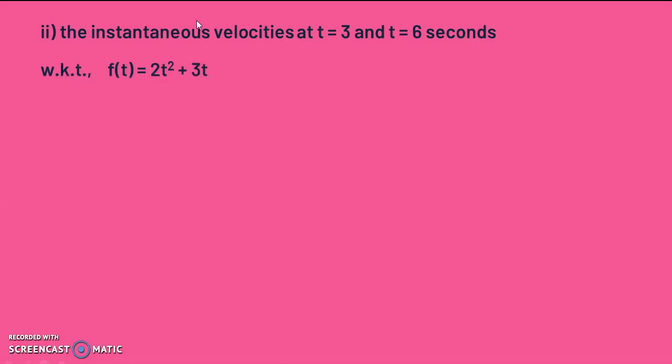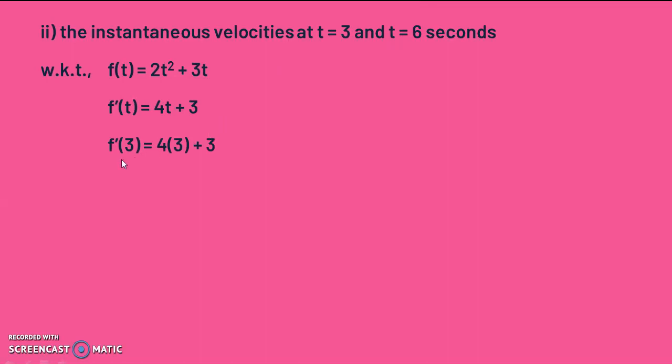First, we know that f of t is equal to 2t square plus 3t, and then we have to first find the derivative for this f of t, that is f dash of t is equal to 4t plus 3. So we have 2 into t square as 4t, so 2 into 2 will be 4. So 4t plus 3. Now we have to substitute t as 3 in this f dash of t and t as 6 in this f dash of t.